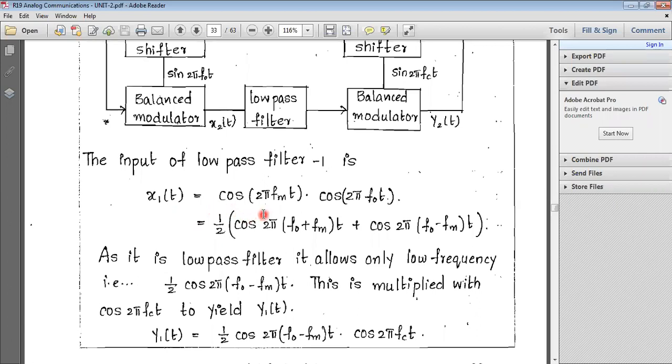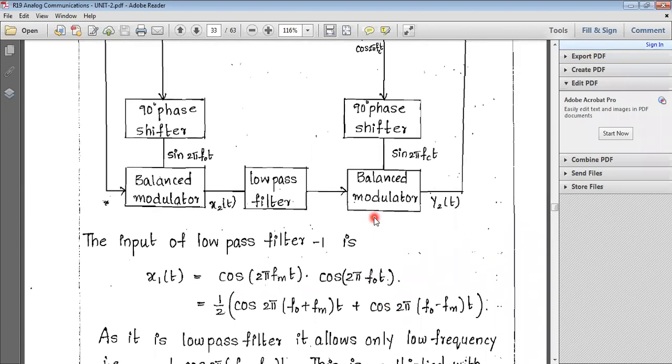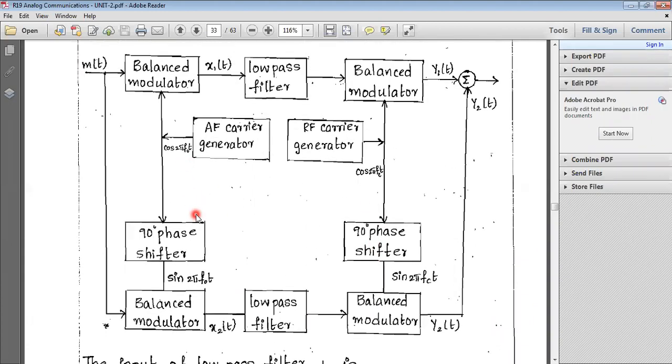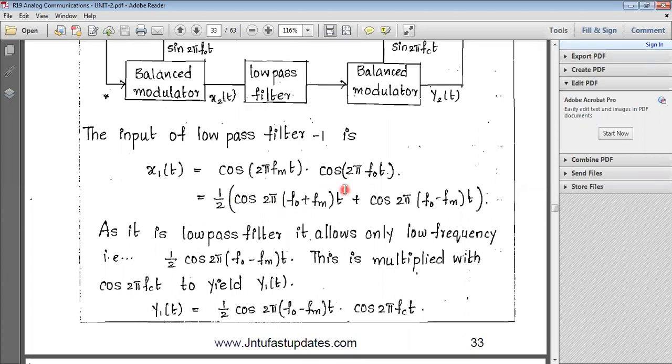what is m of t? Cos 2 pi fmt, and what is c of t? c of t is cos 2 pi fct or f naught t. You can mention it anyway. In the circuit, he mentioned it as f naught t. Therefore, here in the analysis part also, we write f naught t. Cos 2 pi f naught t. You may consider fct also. There is no problem.